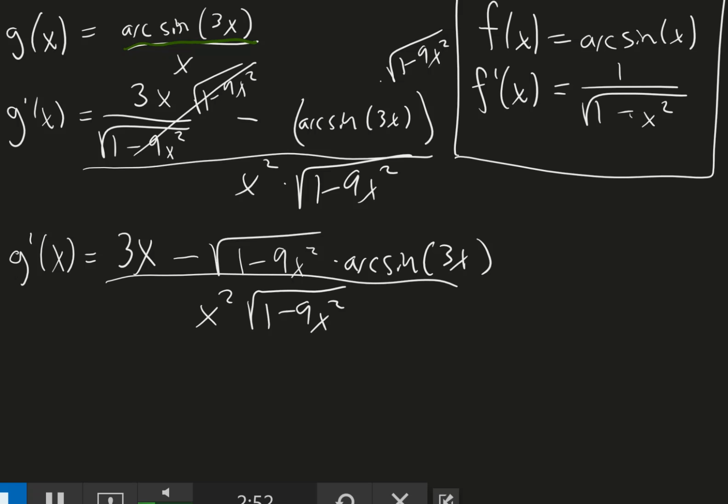Still pretty messy looking, but at least it's not a complex fraction now. So nothing else needs to be done here.